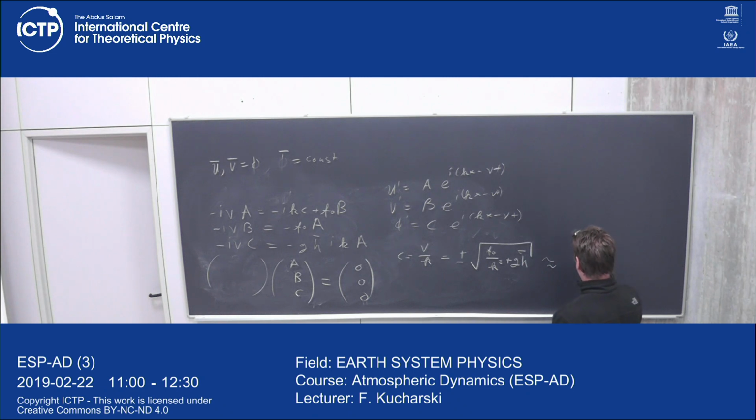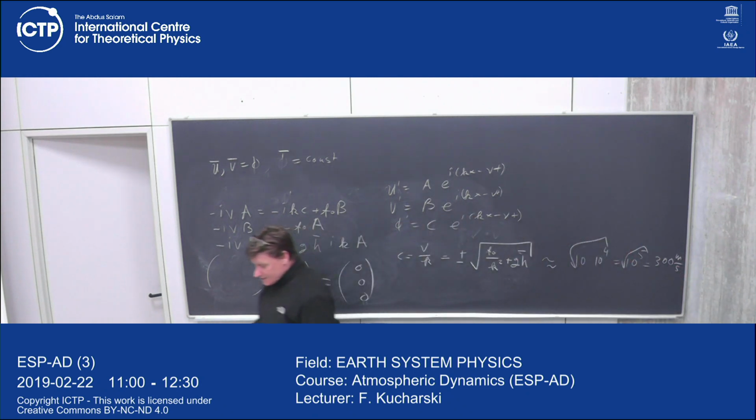So that would be the square root of 10 times 10 to the 4, 10 to the 5, about 300 meters per second. Very fast waves. And these waves actually cause weather prediction a lot of trouble. Because these waves are so fast that, in order to integrate a weather or climate model, you would have to use a very small time step to be able to deal with these waves.